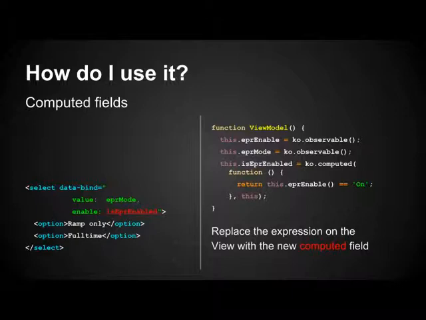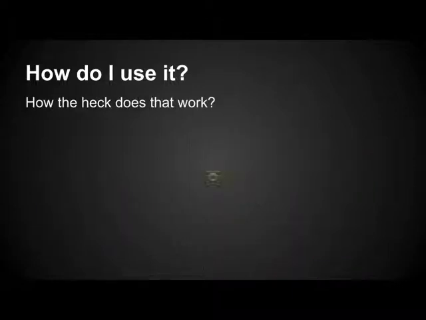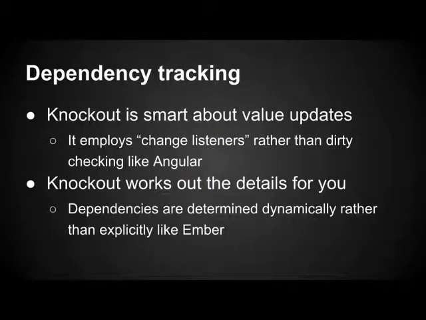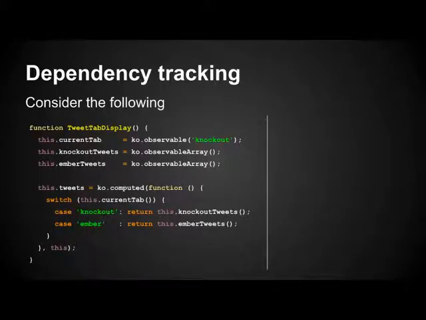The way that Knockout works it out is it uses a totally different paradigm called dependency tracking. Knockout's smart about its updates. So it uses change listeners rather than dirty checking like in Angular. And it also works out the details about what those dependencies are automatically. All of those observables are proxy functions, and when you compute a computed, Knockout works out which observables it needs to subscribe to changes for automatically every time the computed gets re-evaluated.